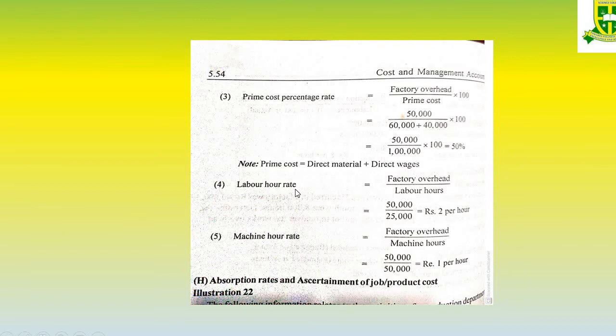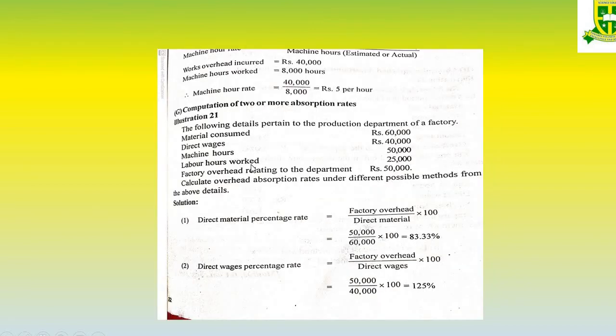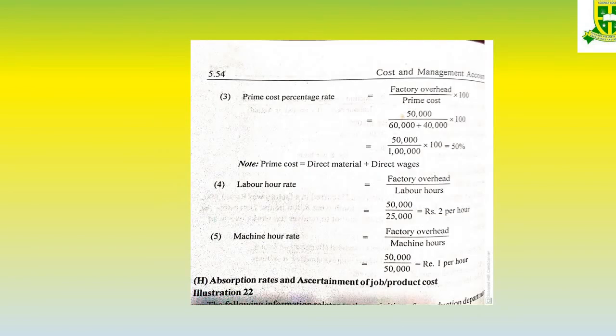The next one is the labor hour rate method. How many hours of labor have been used? Labor hours are given in the question. So factory overhead divided by labor hours, that is 50,000 divided by 25,000, which is 2. Here they are not mentioning percentage, it is a rate, so the rate should be per hour. So it is rupees 2 per hour.